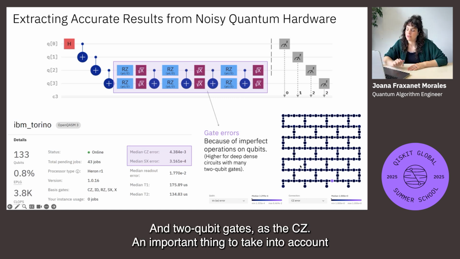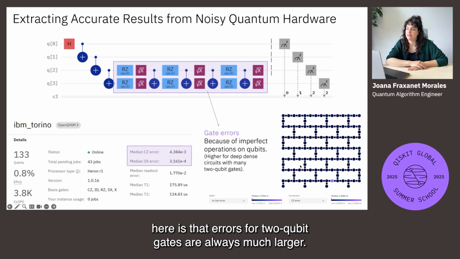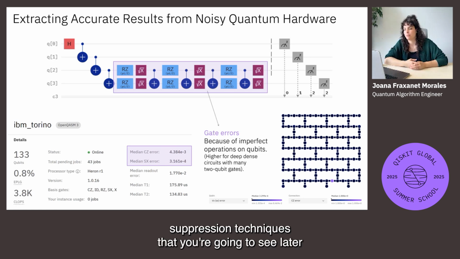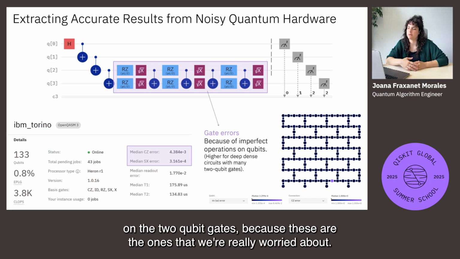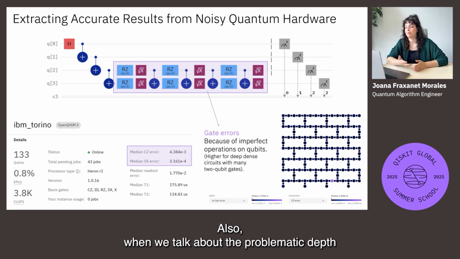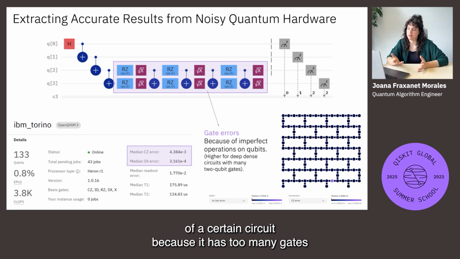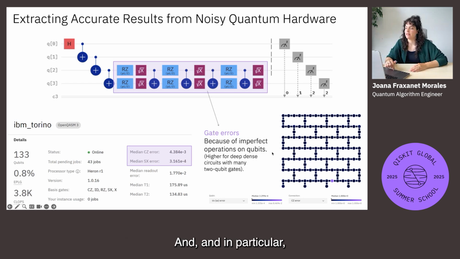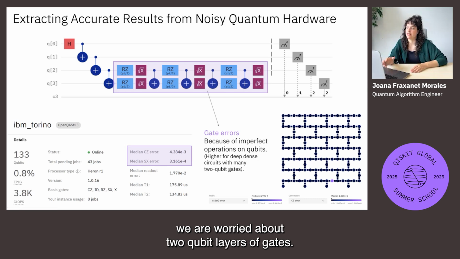An important thing to take into account here is that errors for 2 qubit gates are always much larger, 1 order of magnitude larger than errors for single qubit gates. So all the error mitigation and error suppression techniques that you're going to see later are going to mostly be implemented on the 2 qubit gates because these are the ones that we're really worried about. Also, when we talk about the problematic depth of a certain circuit because it has too many gates and therefore noise increases too much, we're talking about gate errors, and in particular we're worried about 2 qubit layers of gates.